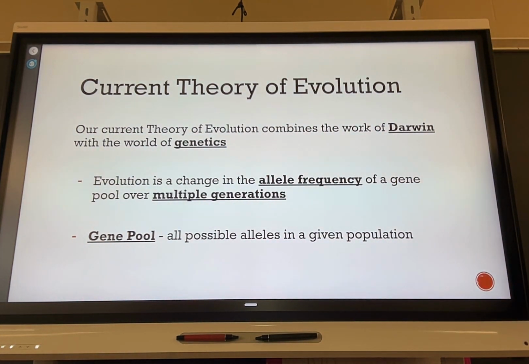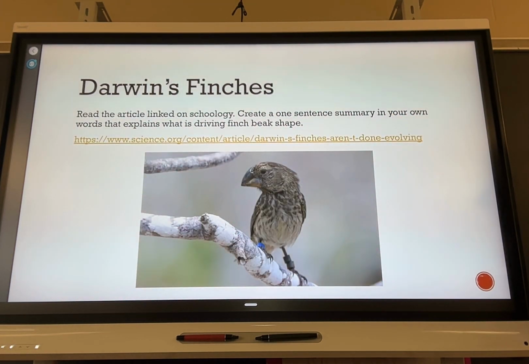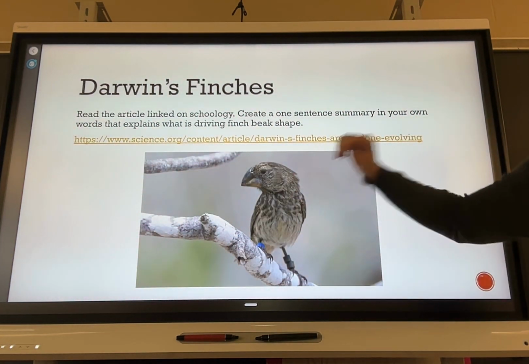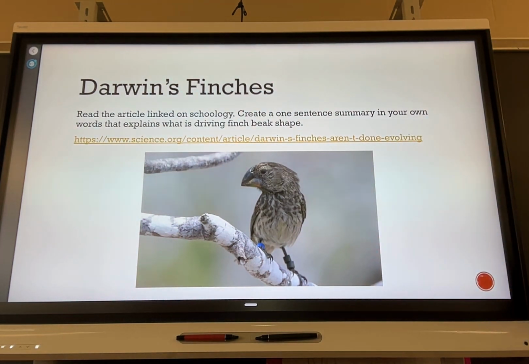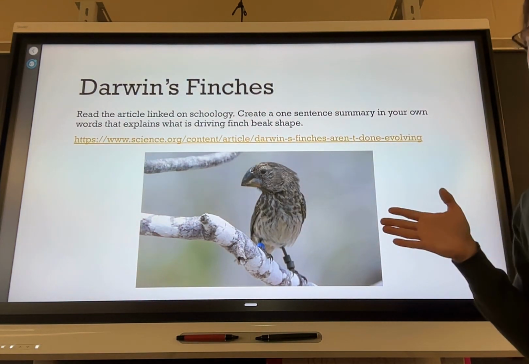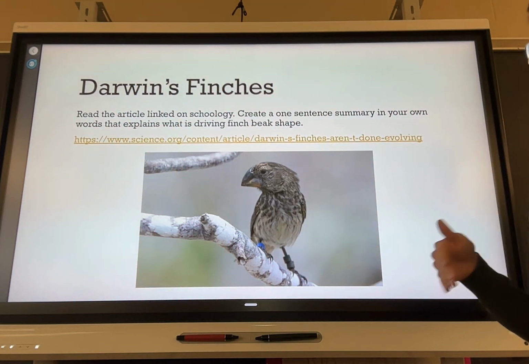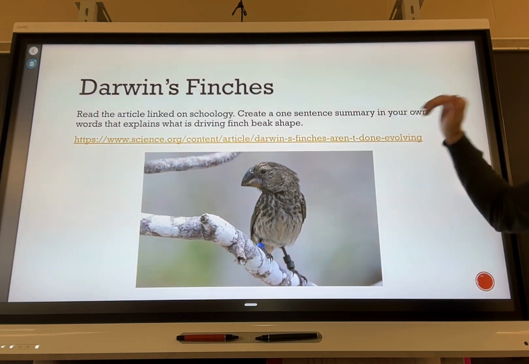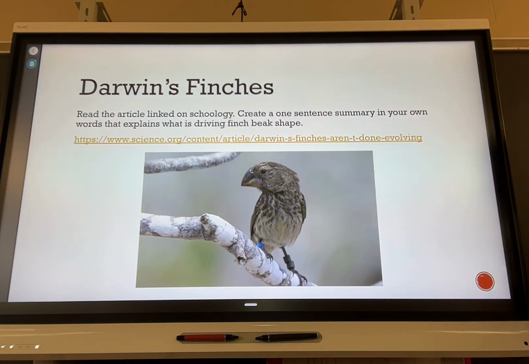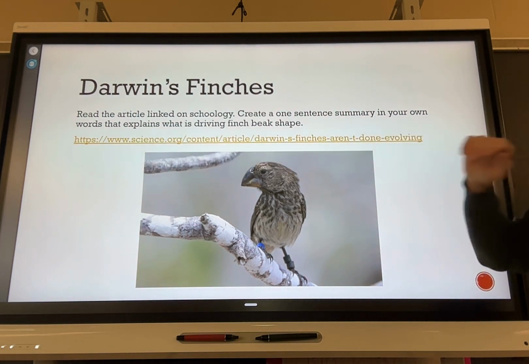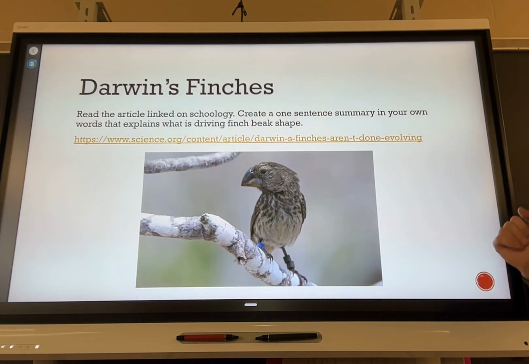Do they get more suited to the environment? Do they space out and become two different species? How do they affect the different generations? So, on Schoology, there is a link to an article about Darwin's finches. Darwin's finches are, like I said, a key species that we've used to understand how natural selection allows different species to be developed. So you'll want to read this article and create a one-sentence summary in your own words, explaining what's driving this change in beak shape in finches.